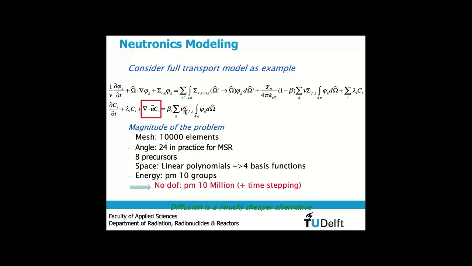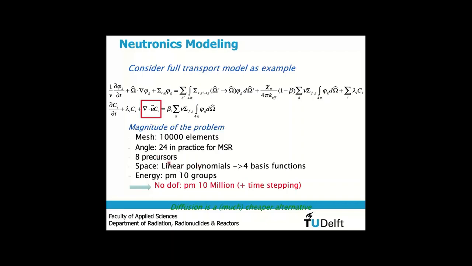So let's say we're doing a neutronics model for the molten salt reactor. Well, what is the order of magnitude of the problem? To model the 3D core, you need about, let's say, 10,000 elements or so to reasonably model the geometry and the physics going on. If we do neutron transport in practice, you could do maybe 8 or 24 angles for the angular dependence of the flux. We have around 8 precursors nowadays, fields that we try to solve.